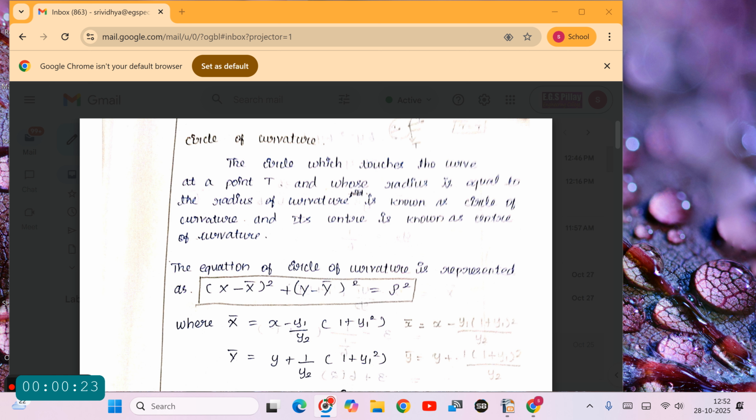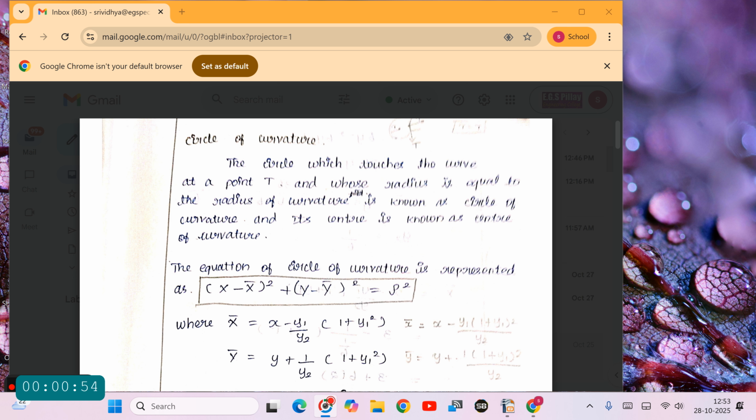Now we are going to see Engineering Mathematics 1, 2301 MA 104. In this unit, differential calculus, we are going to see the topic circle of curvature. We can define a circle of curvature in such a way that the circle which touches the curve at a point T and whose radius is equal to the radius of curvature is known as the circle of curvature, and its center is known as the center of curvature.